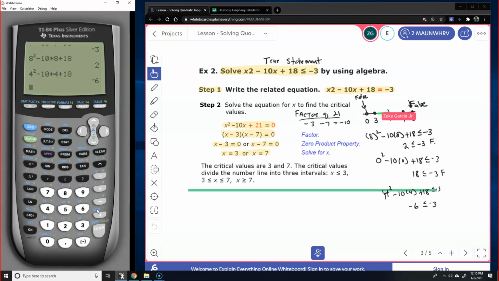So the answer for this inequality is between 3 and 7. So the solution is going to be x is greater than or equal to 3 and x is less than or equal to 7. So that's the answer, or that's the solution. Okay. So what I just taught you right here is how to solve this quadratic inequality algebraically. We're going to go ahead and try the last one together.